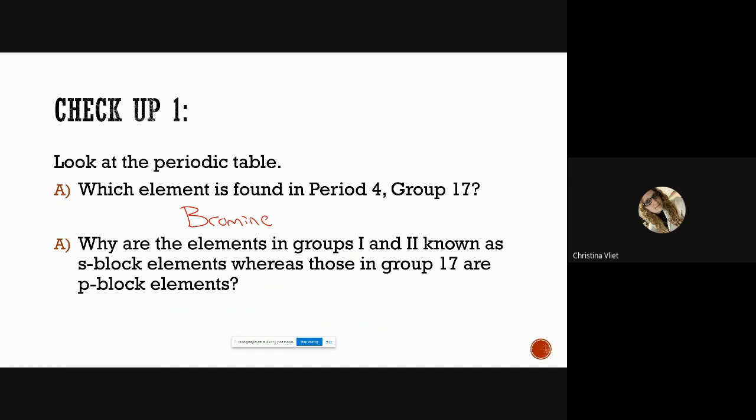the periodic table. Why are the elements in groups 1 and 2 known as s-block elements? Why are elements in group 17 known as p-block elements? Do you remember that one? It's actually in Unit 1. We learned that. Why are elements in groups 1 and 2 known as s-block elements? Because the highest energy electrons are in the s orbital. Then they'll have two electrons. So the electron configuration ends in s for groups 1 and 2.